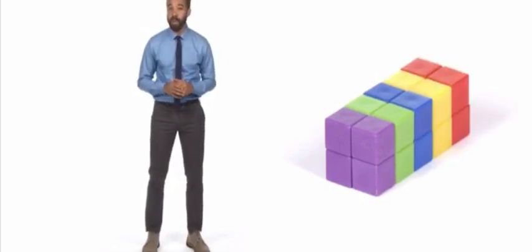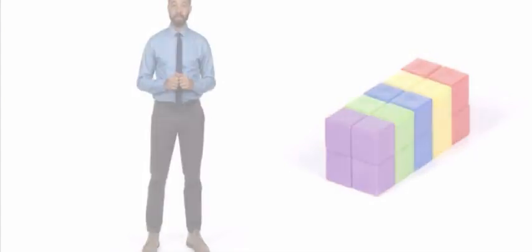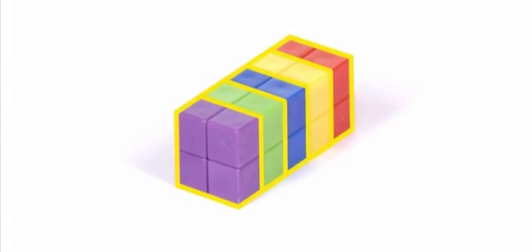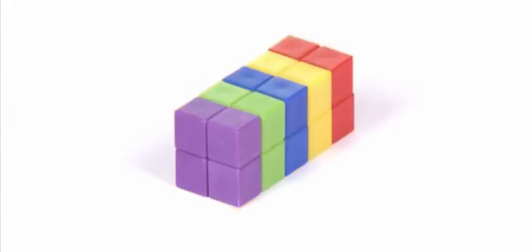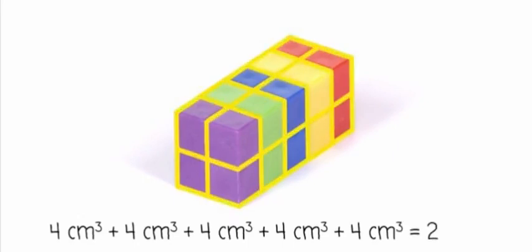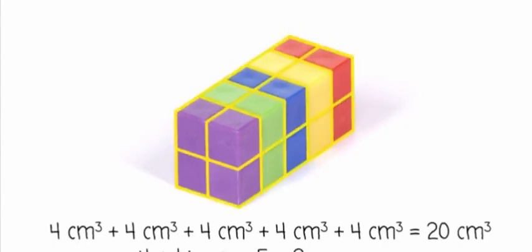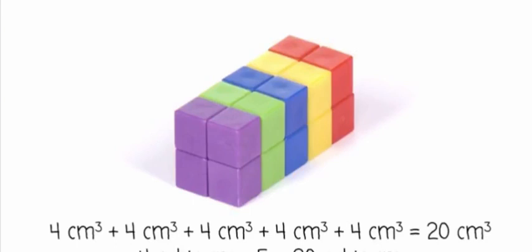Take a look at this prism. How many cubes are in each layer? There are 4 cubes in each layer. How many layers did we build in all? We built 5 layers. We know each layer has 4 cubes. So, what's the volume? We can add each layer to find the volume. 4 cubic centimeters added 5 times equals 20 cubic centimeters. We can also multiply 4 cubic centimeters times 5. That's 20 cubic centimeters. That's right.